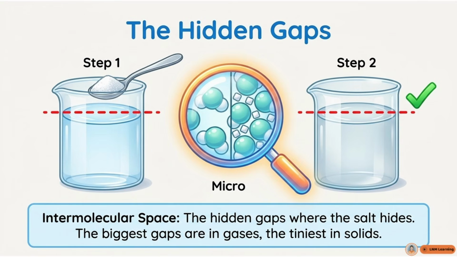Now let's try an experiment to understand the gaps between the various states of matter. Let's take a glass of water, mark its level, and stir in a spoon of salt. The salt disappears, but the water level doesn't rise. Where did the salt go? It slipped into the tiny empty spaces between the water molecules. Those gaps are called intermolecular spaces. The biggest of the gaps are in gases, small in liquids, and almost none in solids.